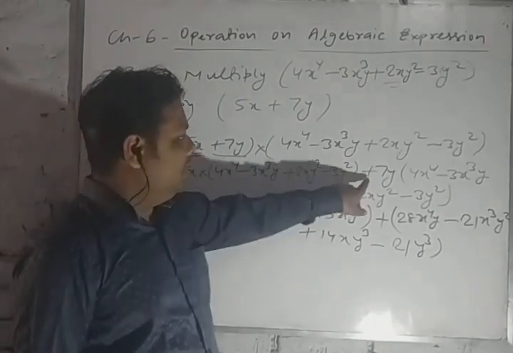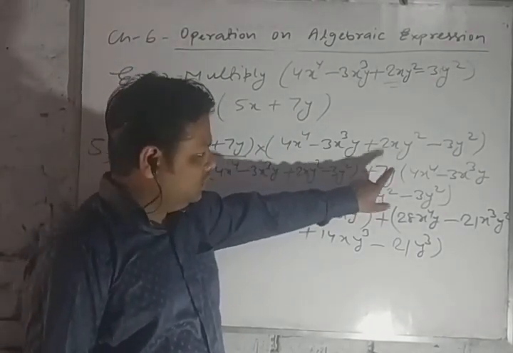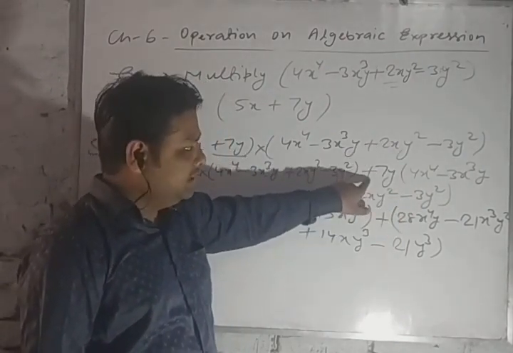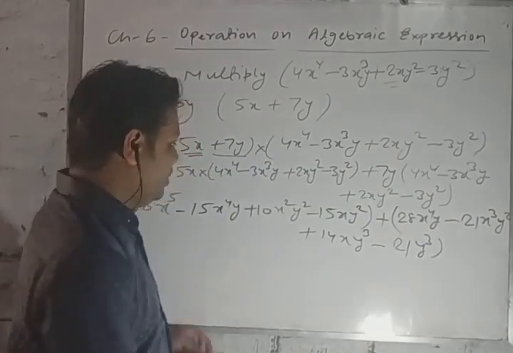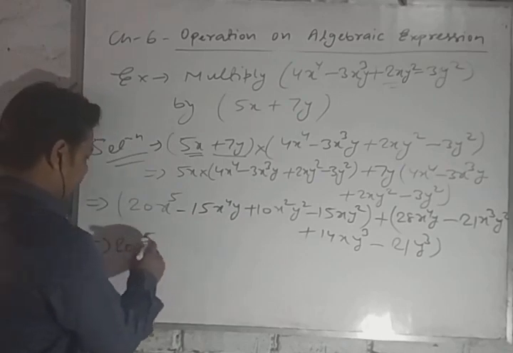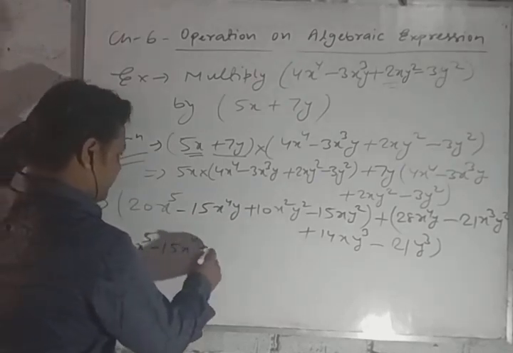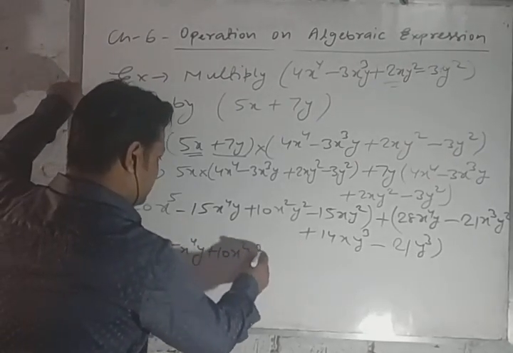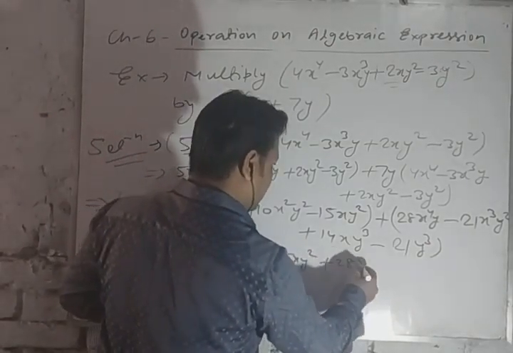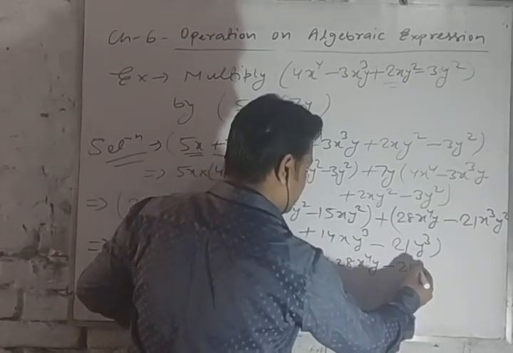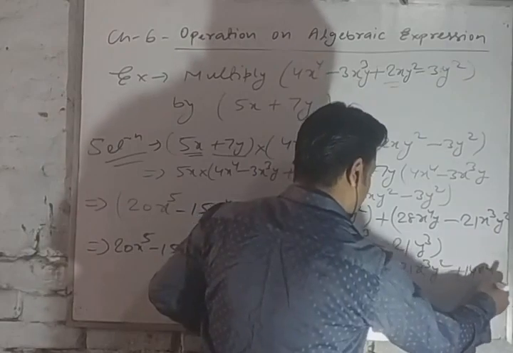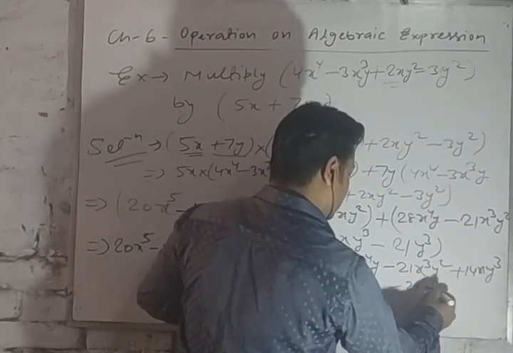Here it is a plus sign, so we will not change any sign of this expression. If there is a negative sign, then we will change. Now remove the bracket: 20 x to the power 5 minus 15 x to the power 4 y plus 10 x square y square minus 15 x y square plus 28 x to the power 4 y minus 21 x cube y square, then plus 14 x y cube and minus 21 y cube.